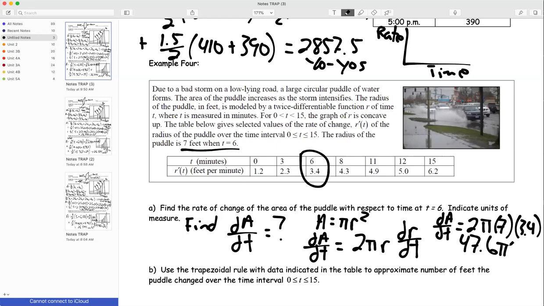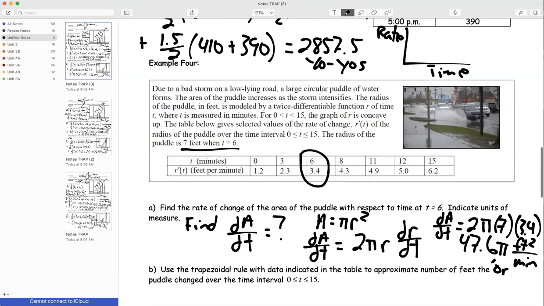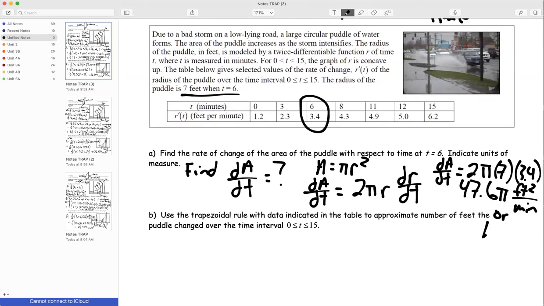The area is measured in, oh, I set you up there and I had such high hopes. The area is measured in square feet. So I got feet squared, and the time is measured in minutes. So I've got 47.6 pi, or if I wanted to multiply that out by pi, that's about 149.5354. All right, so that's part A.